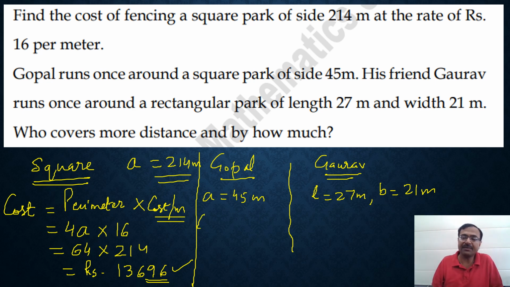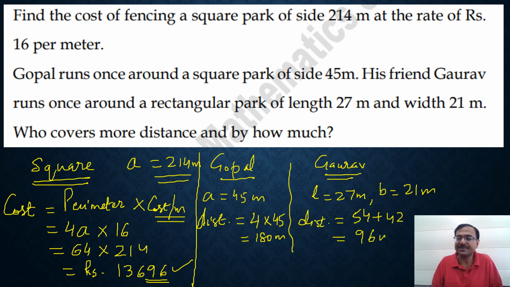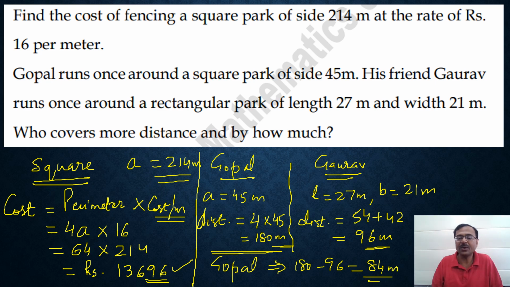So the distance covered by Gopal is the perimeter of the square, which is 4 times the side, which is 180 meters. The distance covered by Gaurav is the perimeter of the rectangle, that is 2 times length plus 2 times breadth, which is 96 meters. So it's pretty obvious who covers more distance. Gopal has covered more distance, and that is by 180 minus 96, the difference between the two perimeters, which is 84 meters. That's how you need to tackle these questions effectively.